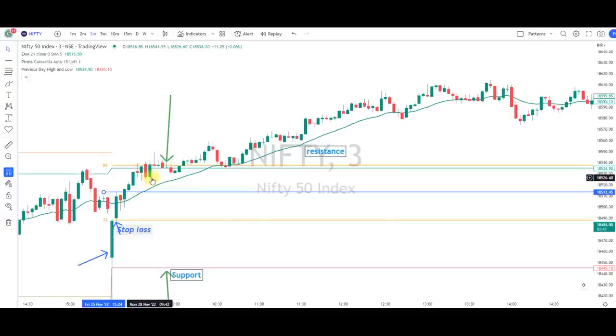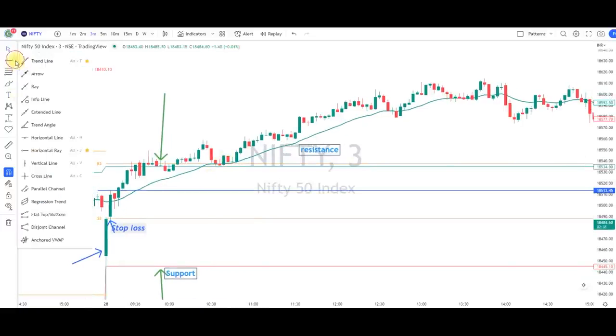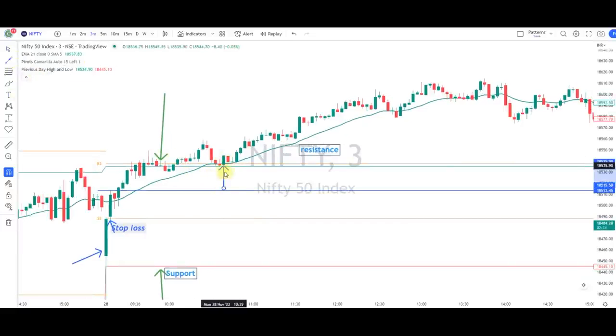So this is our first trade, and we can see what is the next opportunity we got on the same day. When you see here in this particular green candle, we got one more entry, and after that Nifty moved up, you can see.